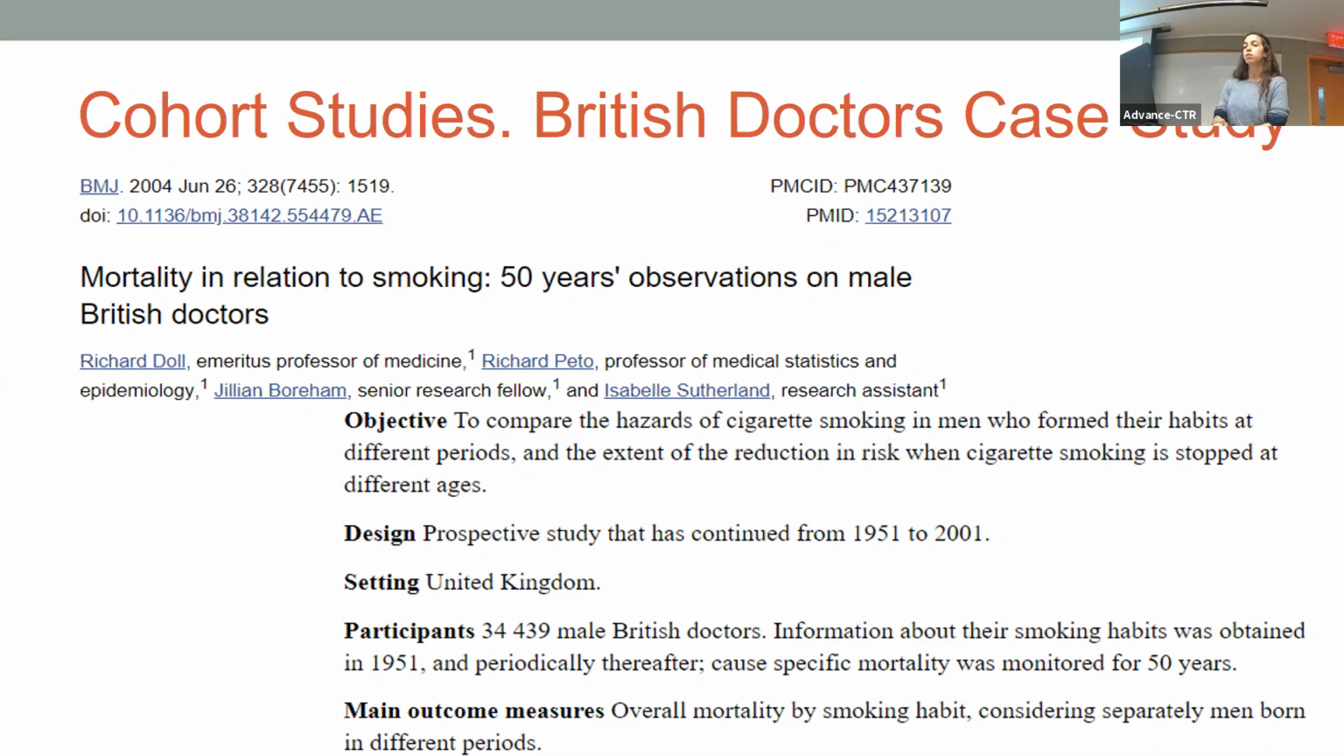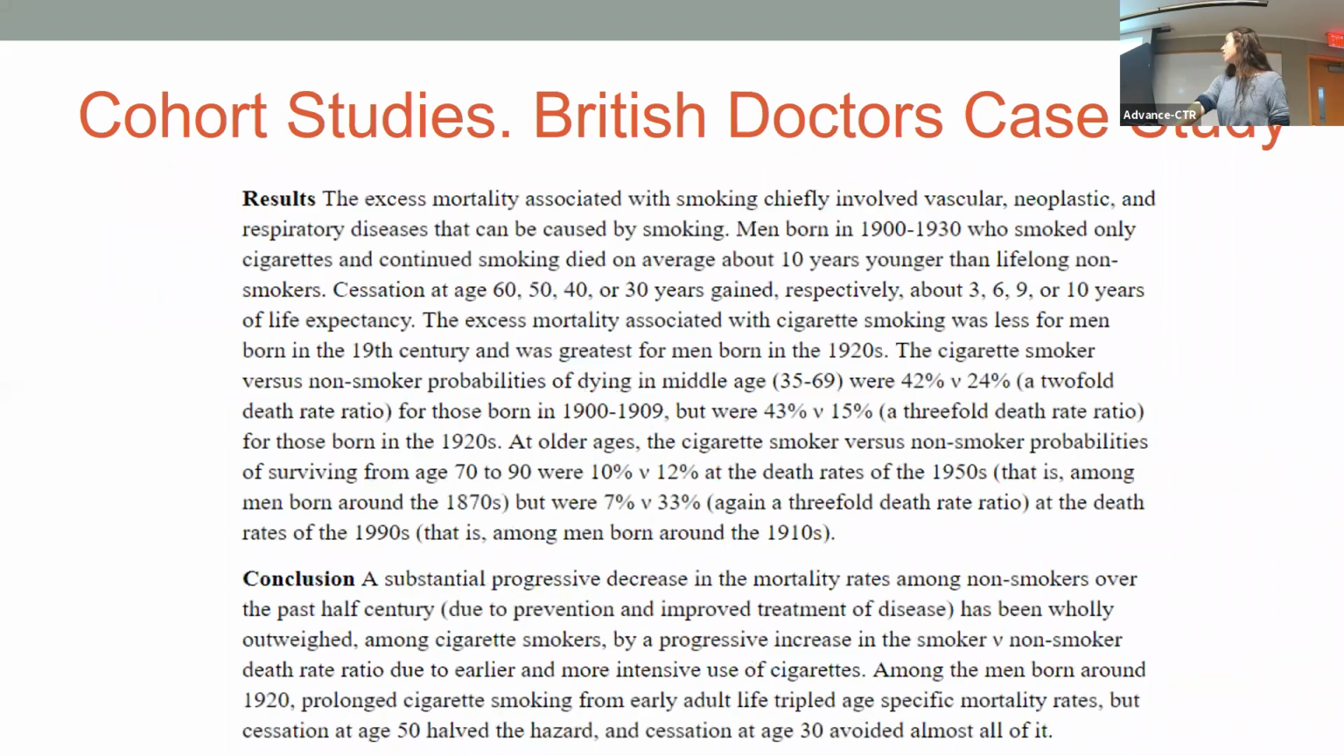This is just one of them that was looking at the impact of smoking on mortality. So the exposure was smoking and the outcome was mortality. This paper is really interesting because it looks at when all these different men started smoking and their risk of dying relative to when they started smoking. It also looked at when they stopped smoking and how that impacted their mortality, because some people stopped smoking at a relatively young age while others never stopped smoking. So it was very interesting.